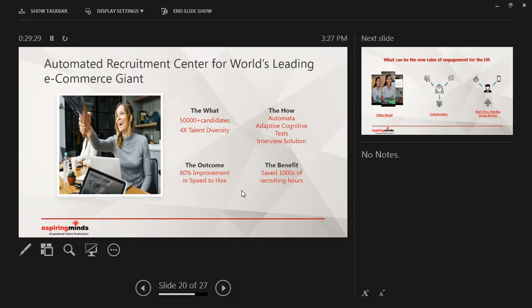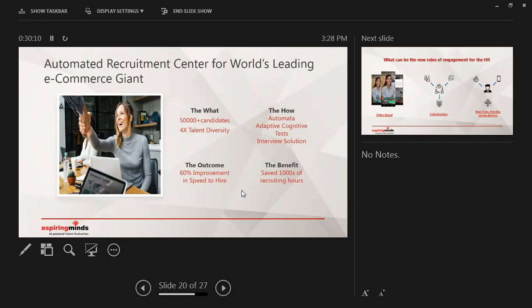The way we started working with them, we tried to identify the problem statement and implemented this automated recruitment center solution for them, where we started with multiple levels of evaluation, designed to evaluate candidates on their coding skills and analytical ability. The shortlisted candidates underwent a real-time live interview using our interview solution, and the outcome we could bring in was an improvement of as much as 60% in the time to hire and the speed to hire which they were facing. And it certainly saved thousands of recruiting hours for them.